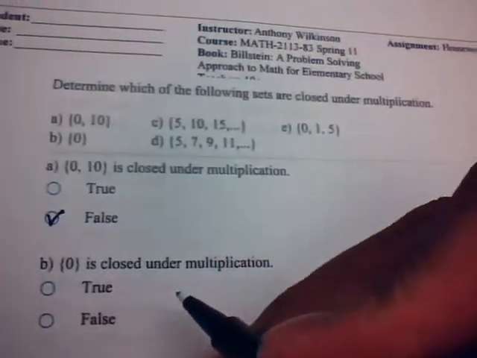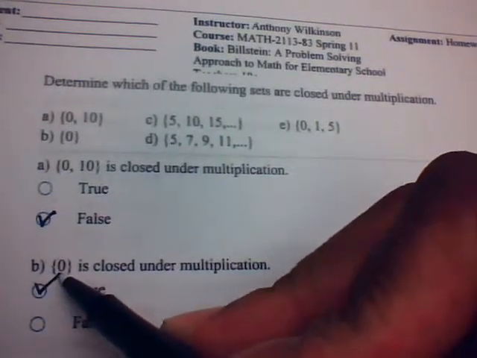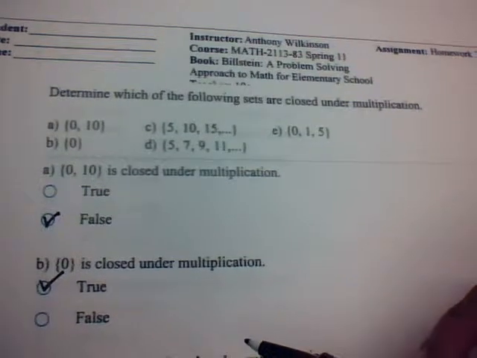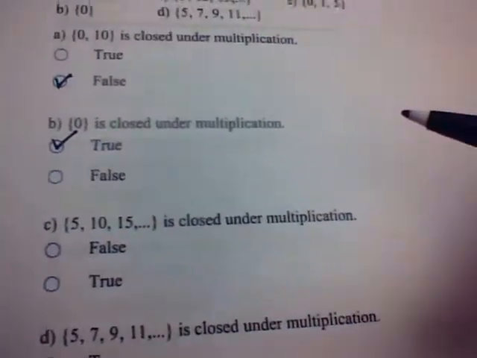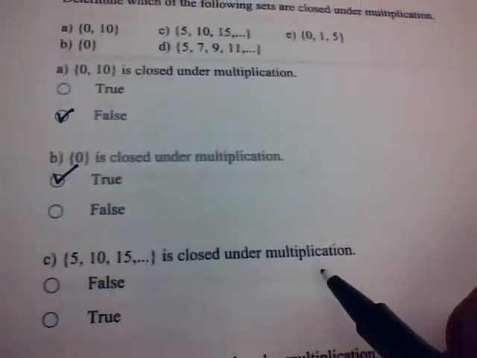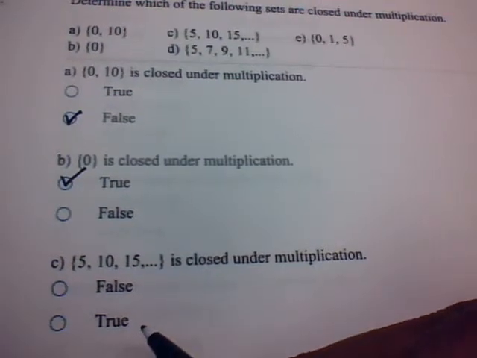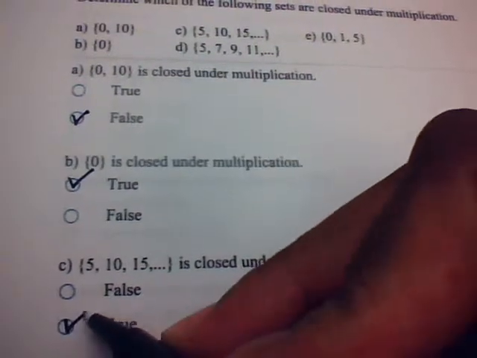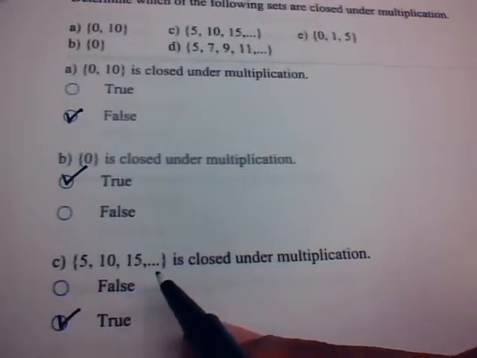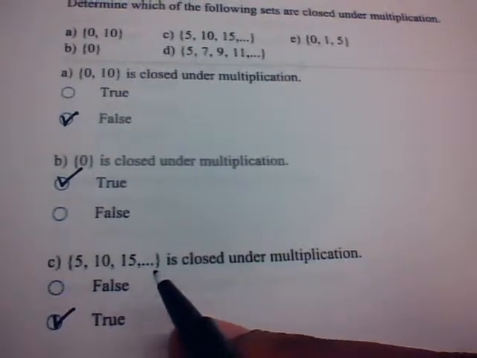Part B, 0 is closed under multiplication. Well, 0 times itself is 0, and it's in that set, so that would be true. Part C, 5, 10, 15, and so on is closed under multiplication. Well, if I do 5 times 10, that's 50. 50 is in that set. So this will be true. Keep in mind that the 3 dots represent that this set continues on and on and on. This is what we call an infinite set.